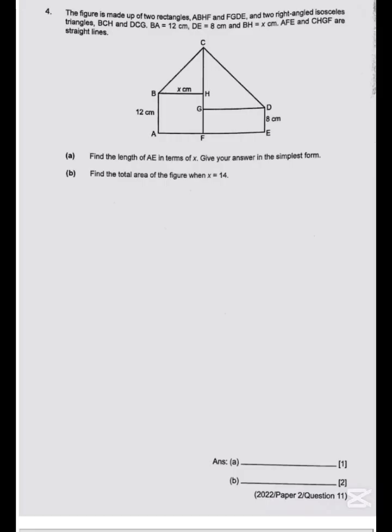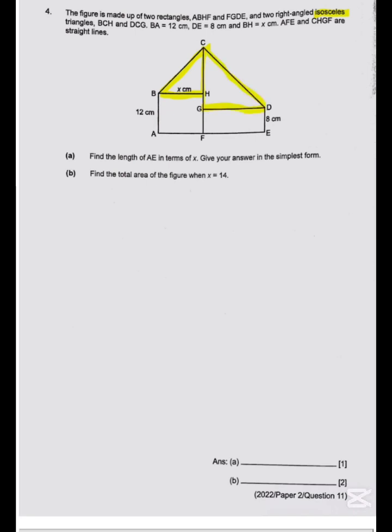Okay, so for this question, this figure is made out of two rectangles, ABHF and FGDE, so these two. This rectangle and this rectangle. Okay, and I have two right angle isosceles triangles. Take note, it's isosceles triangles. So where are isosceles triangles? Over here. This is a right angle, right? Then this is an isosceles triangle. Over here, this is a right angle again. Then this is an isosceles triangle.